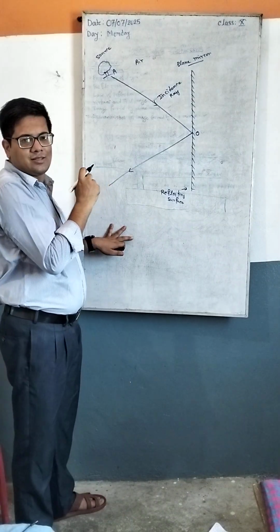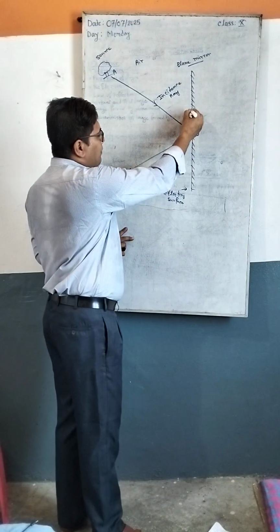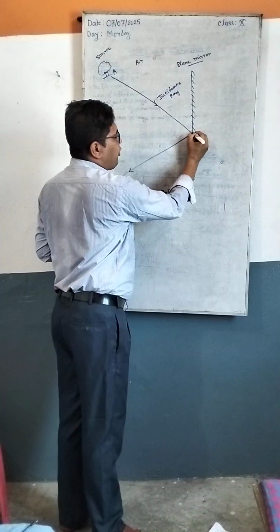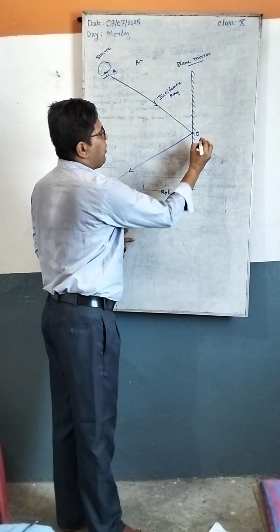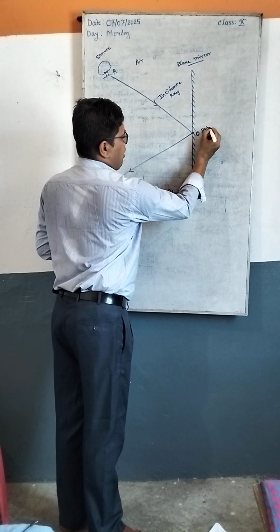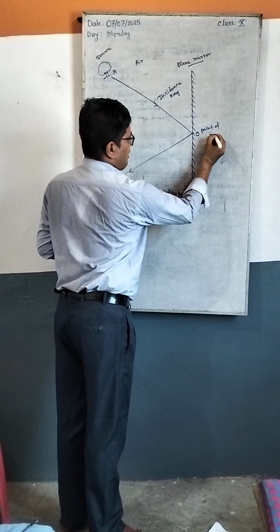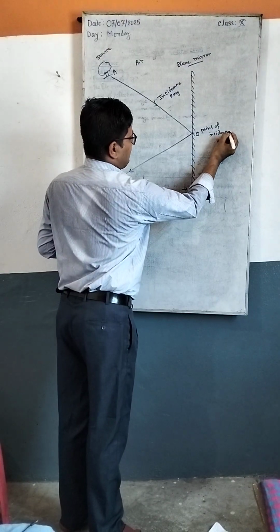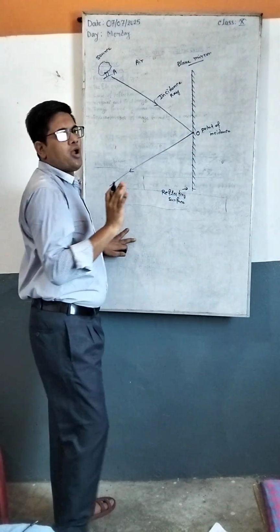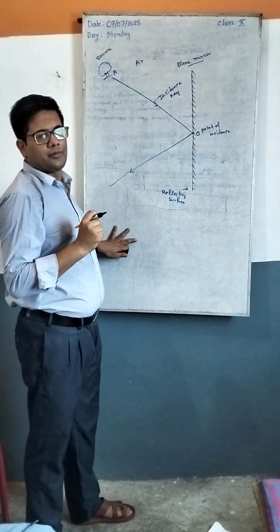After it strikes the plane mirror, the point where it strikes is called the point of incidence. I represent here O as the point of incidence on the plane mirror.